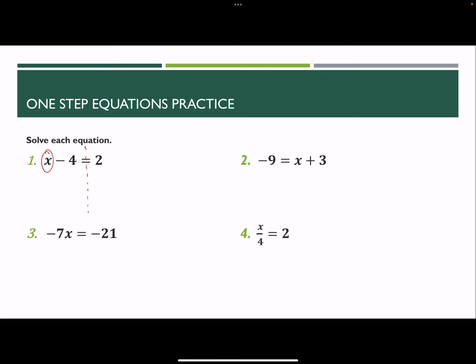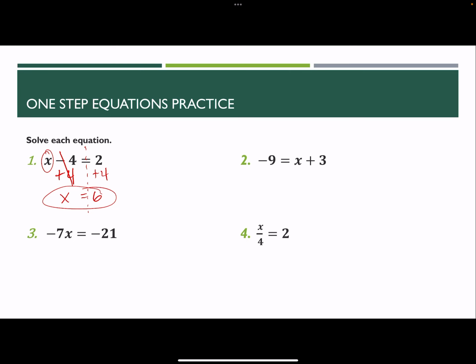Right now, x is not by itself. I'm starting with x, and then I'm subtracting 4 from that. So I want to use my inverse operations. How do I get back to just x? Well, if I add 4, right, subtracting 4 and then adding 4 cancel each other out. Negative 4 plus 4 is 0. In other words, I'm back to just x. But here's the thing. If I add 4 on the left side, I have to add 4 on the right side as well. And so x is equal to 6.